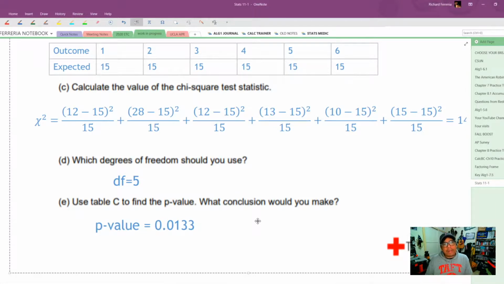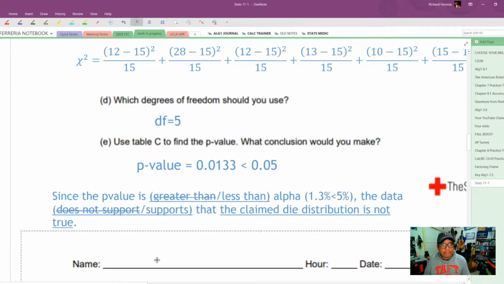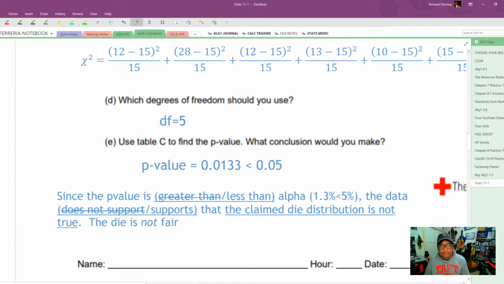Well, that p-value is definitely less than 5%. So most likely, we would be rejecting the null hypothesis and saying that we have convincing evidence for the alternative hypothesis. We'll take our standard conclusion, and then we just modify it to fit our needs. Since the p-value is less than alpha, 1.3% is less than 5%, the data supports that the claimed die distribution is not true. Remember that that was the alternative hypothesis. This means that the die is not fair.